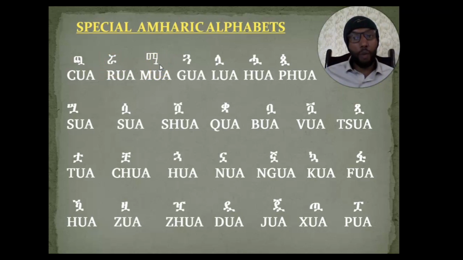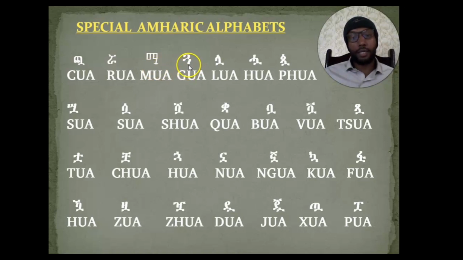Whereas this one is called Moa. As you know, this alphabet Moa comes from the basic alphabet Ma. We said that among the 34 basic Amharic alphabets there is an alphabet called Ma, and its subgroups were Mu, Mi, Ma, Me, and Mo. So Moa comes from the basic alphabet Ma.